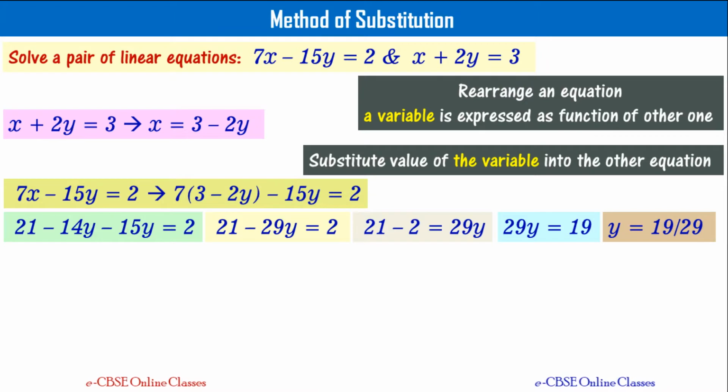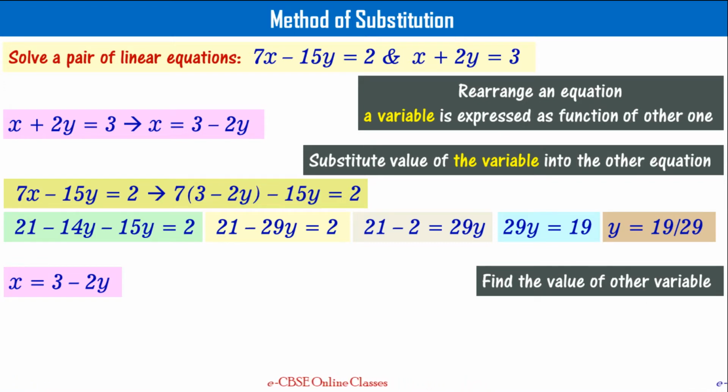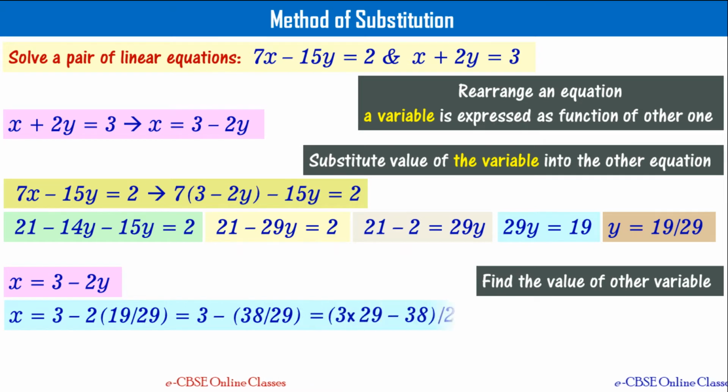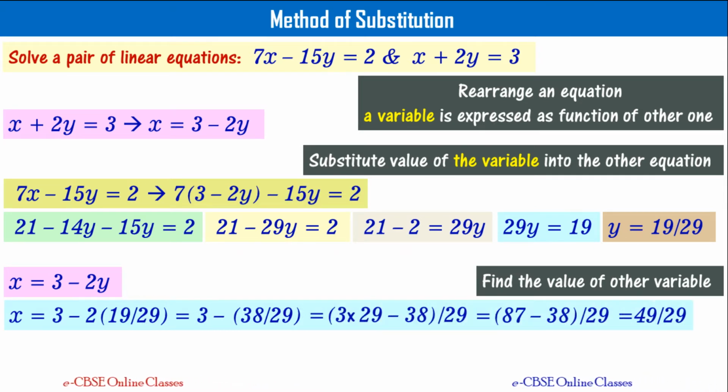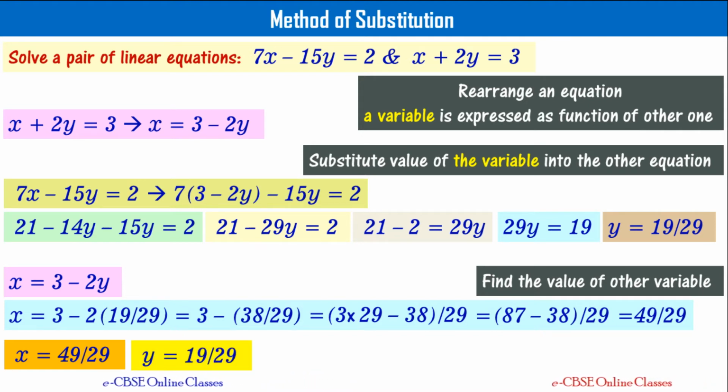Now let's go to the third step. That is, we have to find the value of the other variable, that is x, right? To do that, let's now substitute y equal to 19 by 29 into any of the equations given. I chose x equal to 3 minus 2y. Let me substitute y equal to 19 by 29 into this and simplify it such that I get answer x equal to 49 by 29. So now let me write x equal to 49 by 29 and y equal to 19 by 29. This is the solution for the pair of linear equations given.